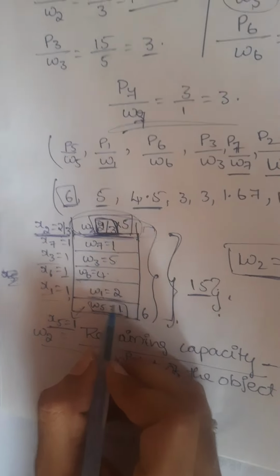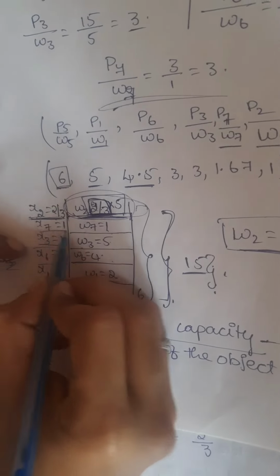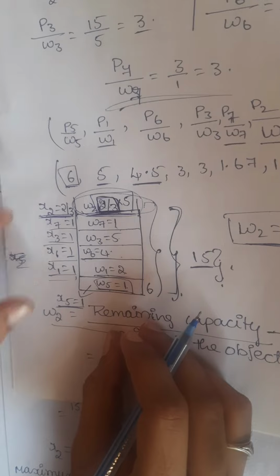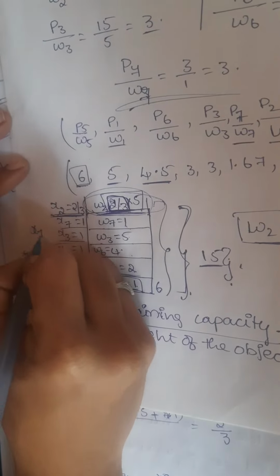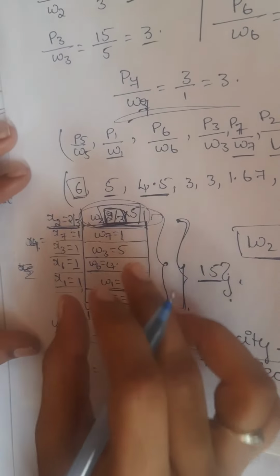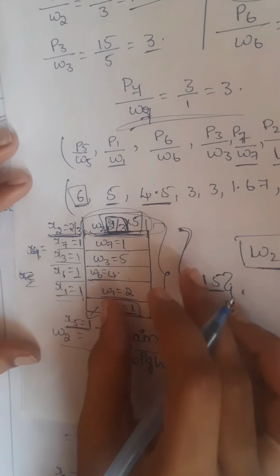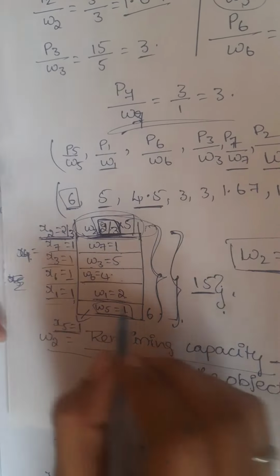So now the x5 value came, x1 value came, 6 came, 3, 7, 2. Another value is left, that is x4. x4 is not there, that means W4 weight is not filled in this knapsack bag, that's why the x4 value is 0. Now let us calculate these xi values.